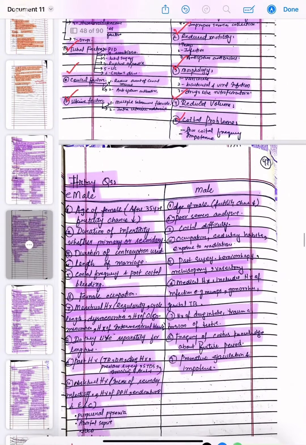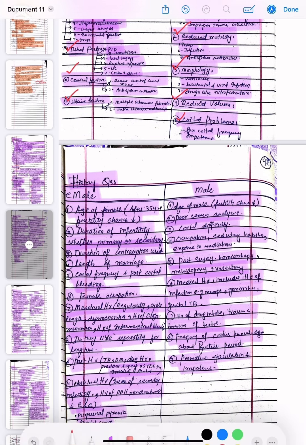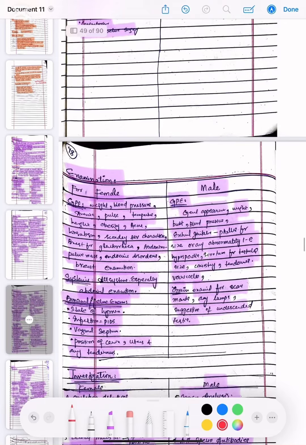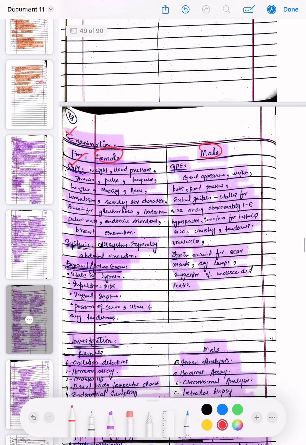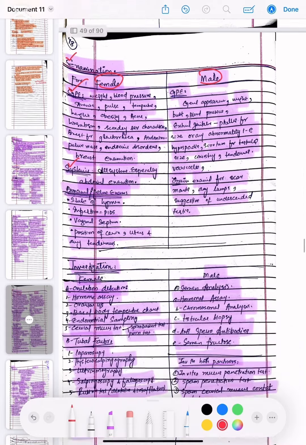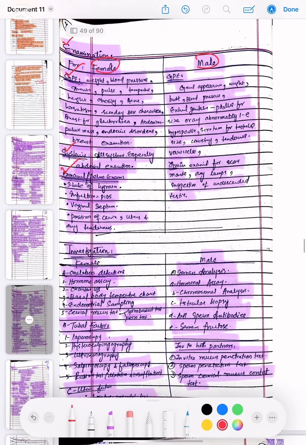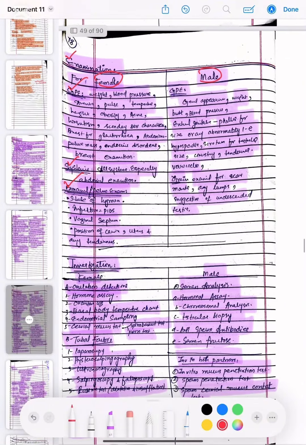Then the history questions are for both female and male. So these are the questions that we have already read, that the following questions should be asked from the female, and there are different history questions for the male. Then we will do the examination both for male and female. For female, first of all, GP is done, then the systemic examination is done, then the bimanual or pelvic examination is done. In male, the GP is done, and the groin region examination is done.